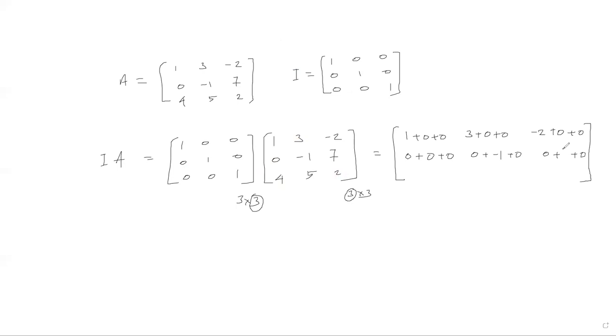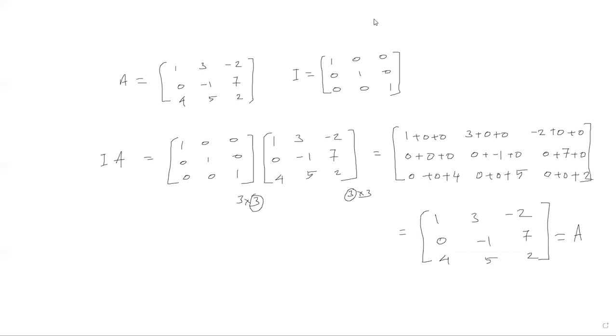So 0 plus 7. Then again third row आप देखेंगे तो इधर फर्स्ट 2 एलिमेंट 0 है, then लास्ट एलिमेंट देखा 0 into 1 0, plus 0 into 0 0, plus 1 into 4 4. So आपको मिलेगा 0 plus 0 plus 4. Again 0 plus 0 plus 1 into 5, 5. Again 0 plus 0 plus 1 into 2, 2. So आप देख सकते हैं, you will get 1 3 minus 2, 0 minus 1 7, 4 5 2. You got the matrix as A itself.